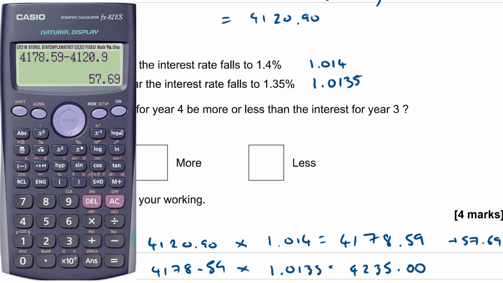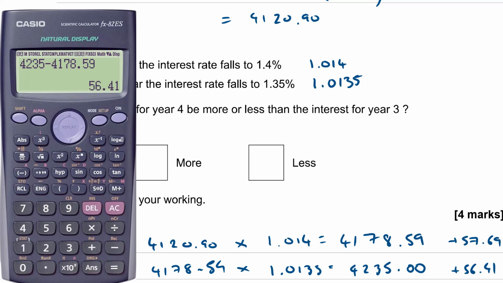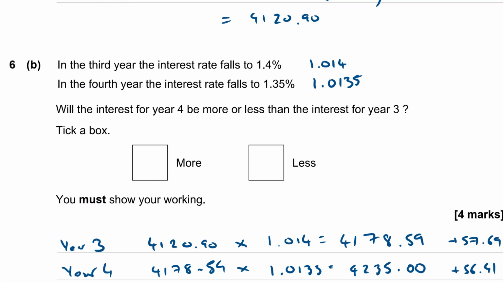So that's an increase of £57.69. And in year 4, the difference between that and the year 3 amount, 4235 minus 4178.59, I make that £56.41. So we made slightly more interest in year 3. So will the interest in year 4 be more or less than the interest in year 3? It will be less.